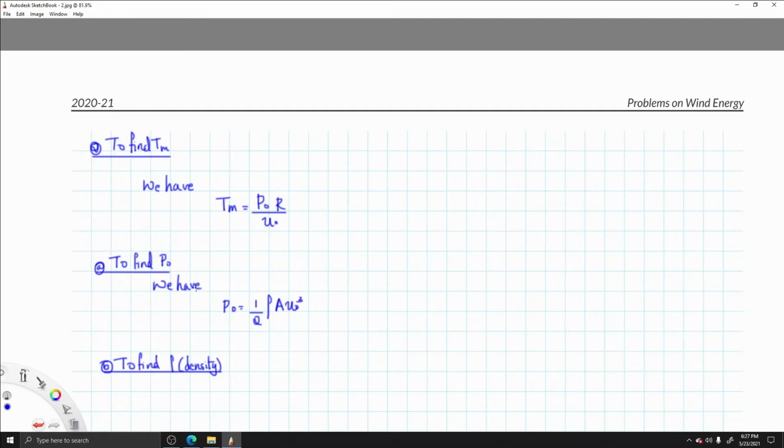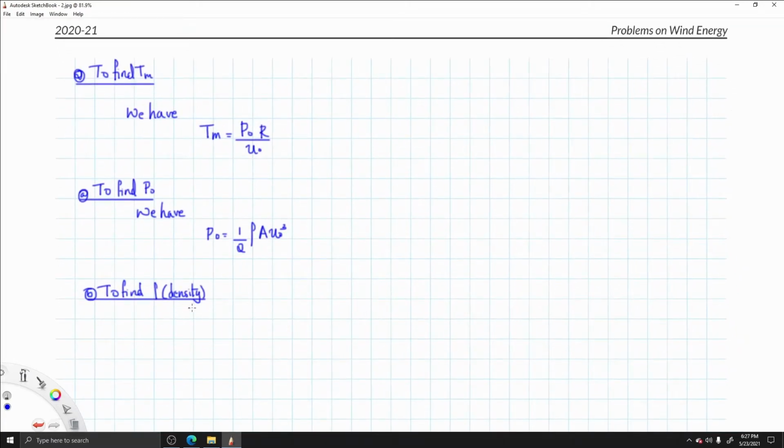As per the gas law, we have P equal to rho into RT. We have the value of P, which is 1.01325 into 10 to the power of 5 equal to rho times R is 287 into 300. So solving this, we have rho equal to 1.1768 kg per meter cube. So we have found out what is the density value.